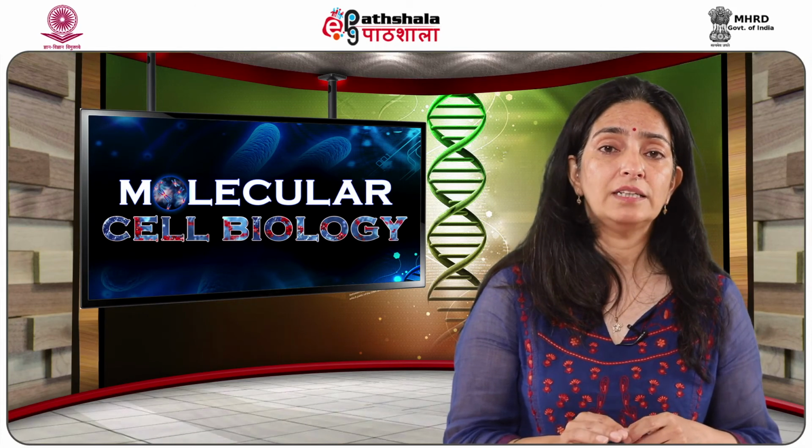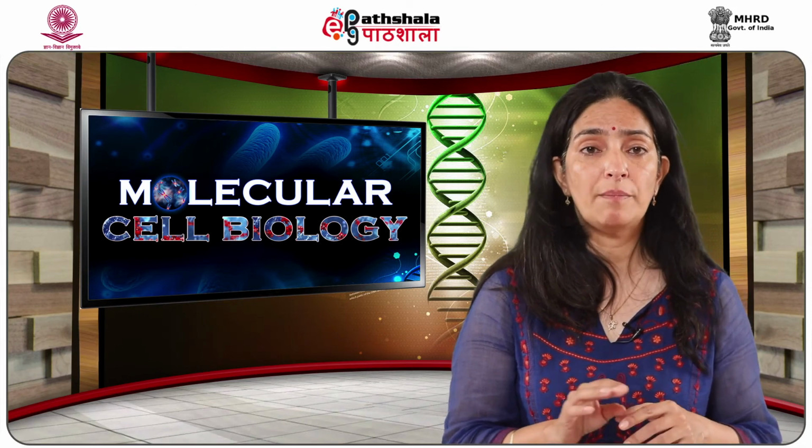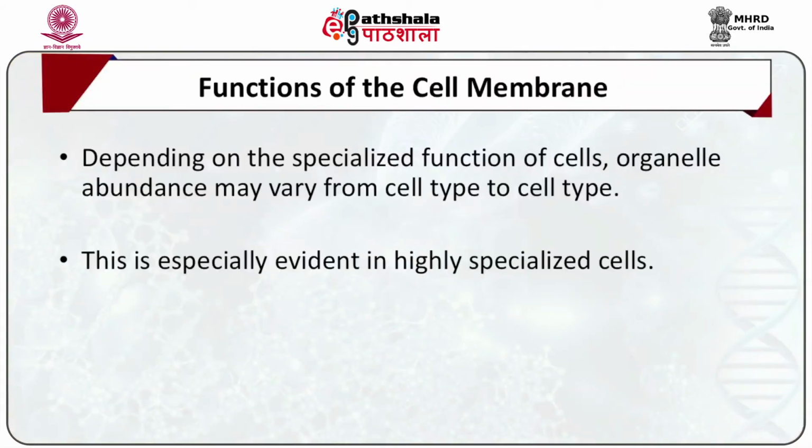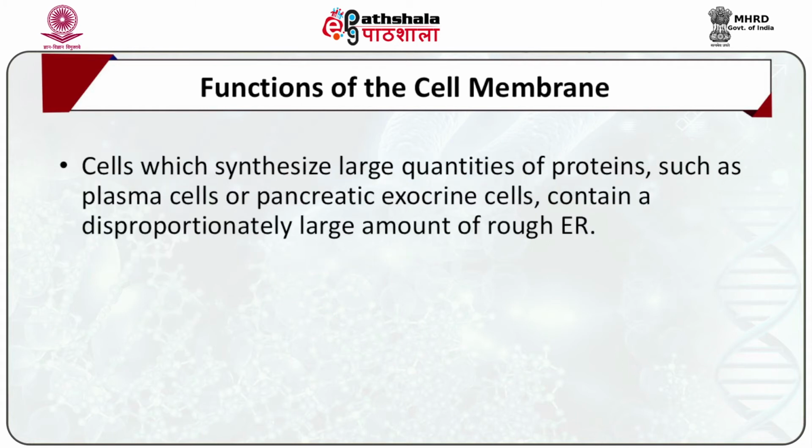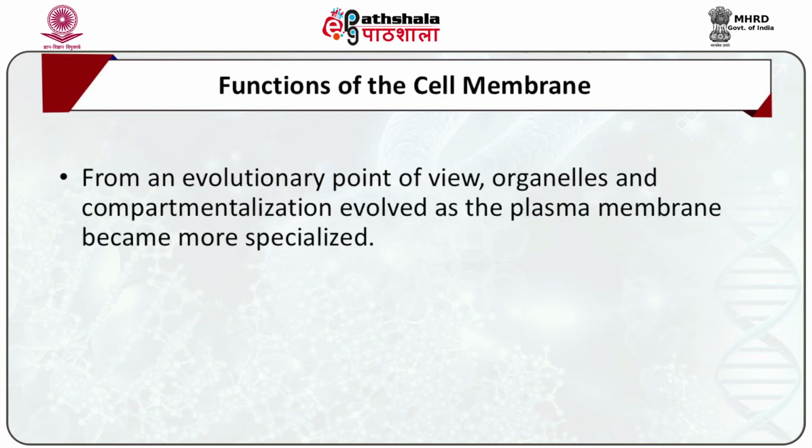Nearly 50% of the cell volume consists of these membrane bound organelles. Depending on the specialized function of cells, organelle abundance may vary from cell type to cell type. This is especially evident in highly specialized cells. Cells which synthesize large quantities of proteins such as plasma cells or pancreatic exocrine cells contain a disproportionately large amount of rough ER. From an evolutionary point of view, organelles and compartmentalization evolved as the plasma membrane became more specialized.